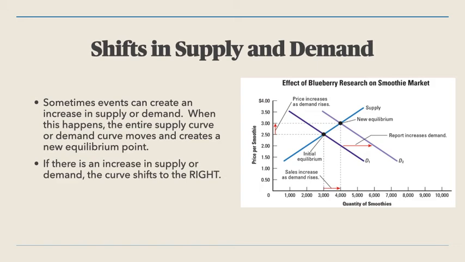Demand has increased across the board. And so that sets a new equilibrium point. Right? The new equilibrium point has changed the price from $2.50 to $3. And it's changed the quantity supplied from 3,000 smoothies to 4,000 smoothies, right? So the smoothie shop's going to make a lot more money because they're able to sell more and raise the price because demand has gone up.